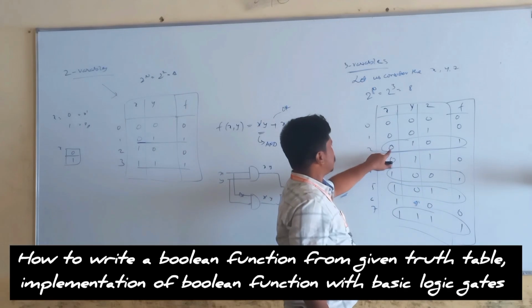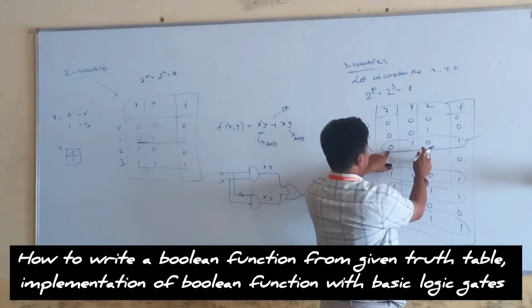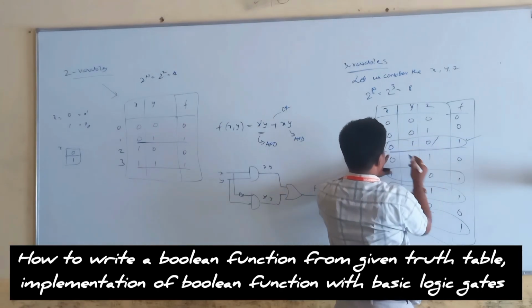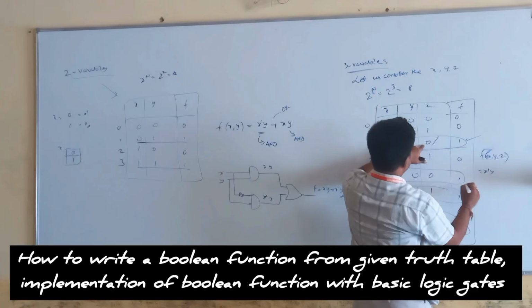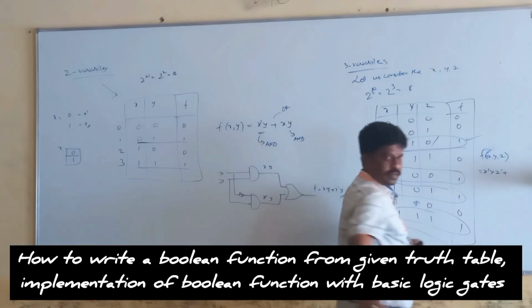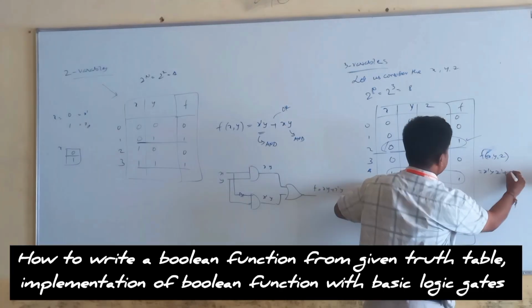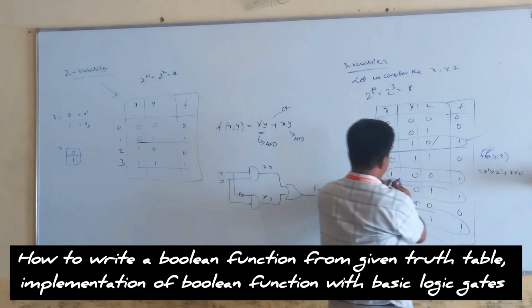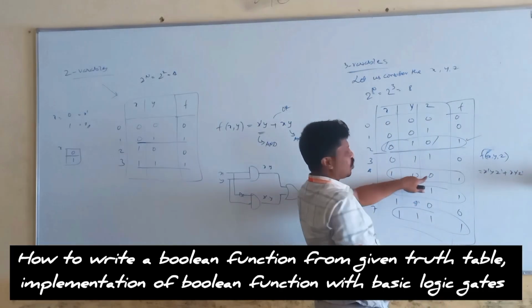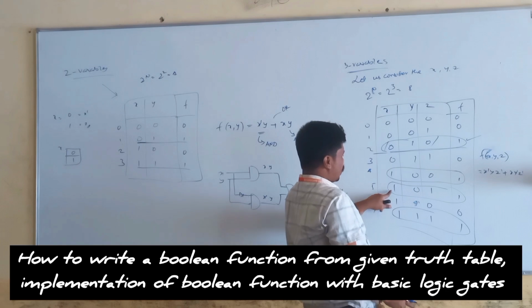For this one, 0, 1, 0 is how much? 1 is y, 0 is z dash. Yes or no? Got it? Similarly, I can write this as x, y dash, z dash. Yes or no? x, y dash, z dash, because of the 0 combination. This is 1. This is 101.